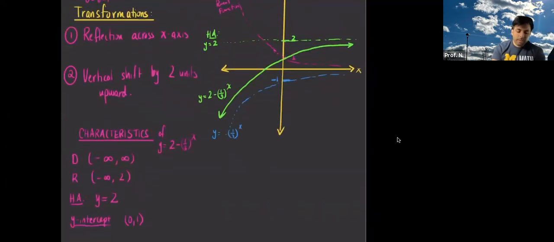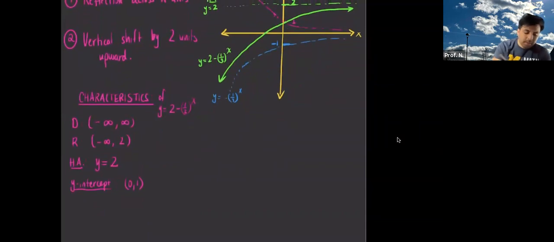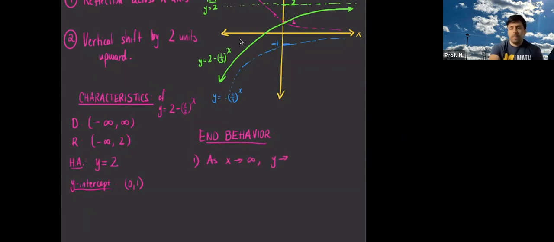And what else do we have? And the end behavior. How do we represent the end behavior? So the end behavior, as x goes to infinity, what does y approach? As x goes to infinity, y approaches what?